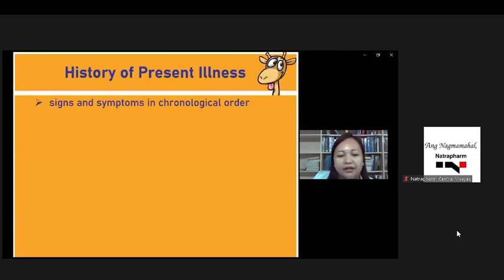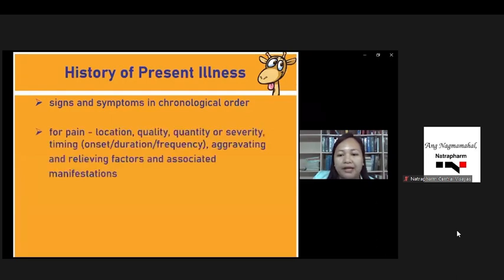before the visit. For a complaint of pain, it must contain essential information like the location, the quality, the quantity or severity, the timing including the onset, duration, frequency, setting in which it occurs, the aggravating and relieving factors, and associated manifestations. It must also contain remedies given to relieve the symptoms, if any. If medications were given, we should note the type, the dose, the frequency, and the response.